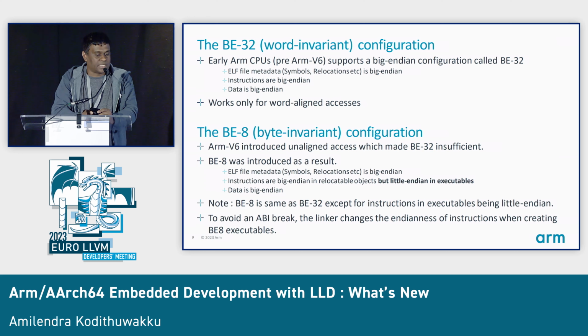Everything is the same as BE32 except for instructions in executables, which are little Endian. So to avoid ABI breaks, the linker took on the responsibility of changing the Endianness of instructions when creating BE8 executables.